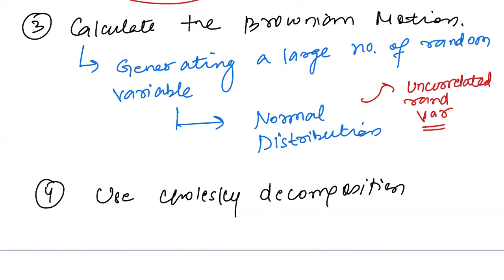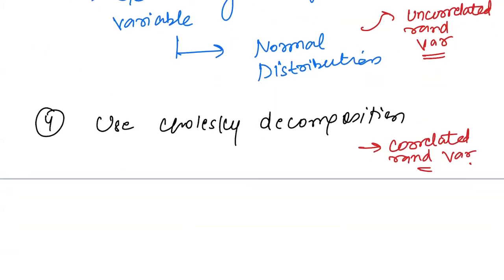But we all know that stock prices are correlated with each other. So that is why we need to make sure we generate correlated random variable. We can generate correlated random variable using Cholesky decomposition. So let's understand how to generate this Cholesky decomposition.